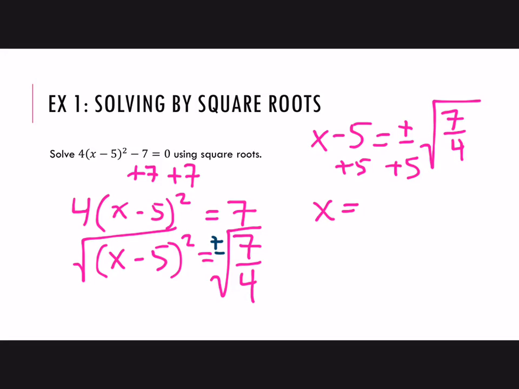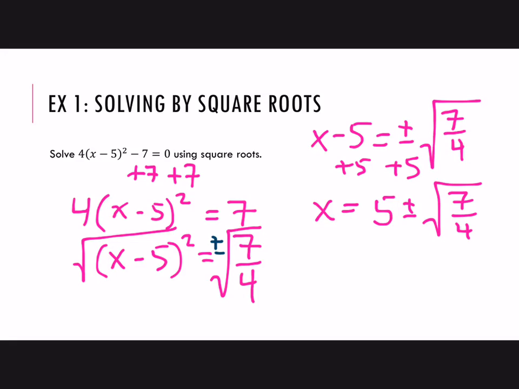If you write it at the end here, it's not wrong, but it is sometimes confusing, especially if by accident you draw your square root sign a little too long, then it could be unclear if the 5 is in or outside of the square root. So that's why we usually write that in front. So 5 plus or minus the square root of 7/4.